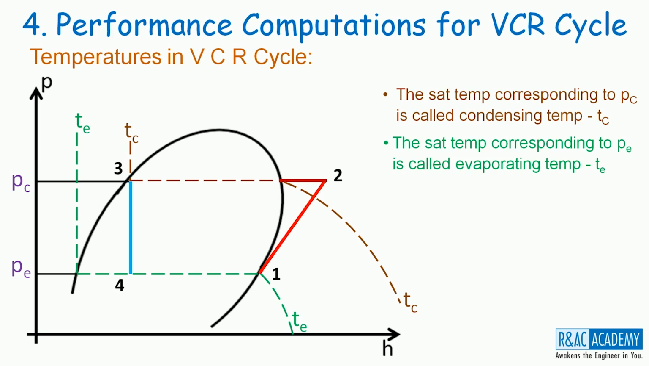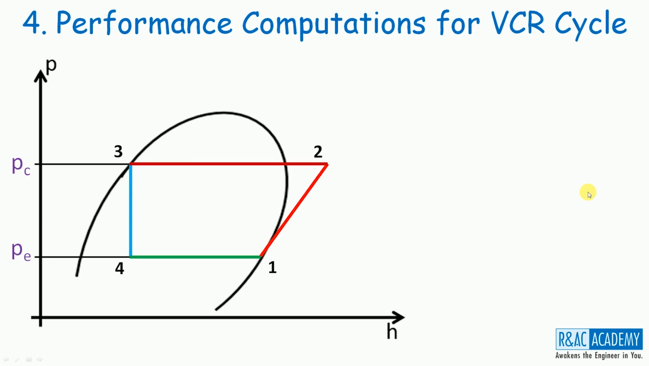The third temperature is the temperature of the refrigerant corresponding to state point 2, which is nothing but the discharge of the compressor, and T2 is called discharge temperature, and the constant T2 line will be looking like this. In simple VCR cycle, T2 will always be greater than TC. VCR cycle plotted on pH diagram makes the process of performance computation simpler and also makes you understand quickly what is the data that is available with you and what is not.